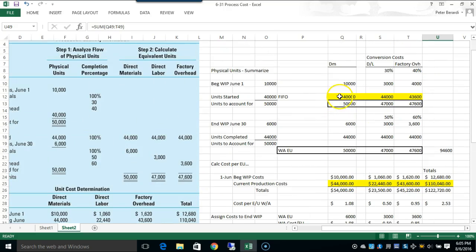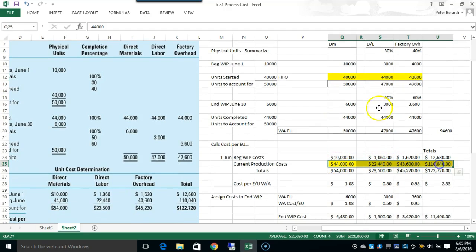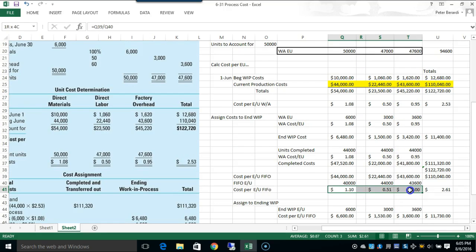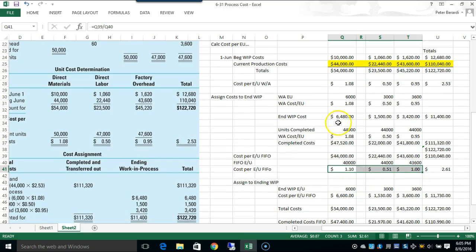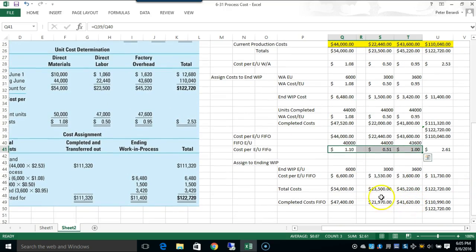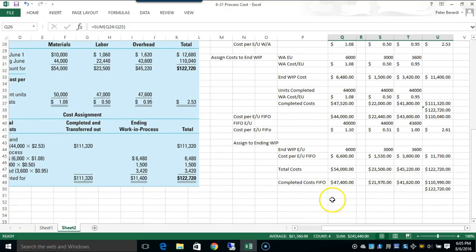Again, FIFO is practically all the same, except your equivalent units are based on current units started, the current production cost divided by current units started to get your cost per equivalent unit. Then you take your ending WIP, just like you did in weighted average, multiply it by the cost per equivalent unit, and to get your completed costs, simply take your total costs that are represented in the problem and subtract your ending WIP costs. So you're essentially plugging the completed units to balance the totals once again.